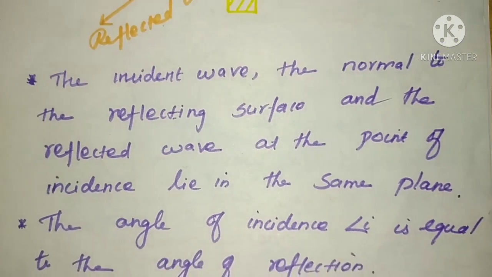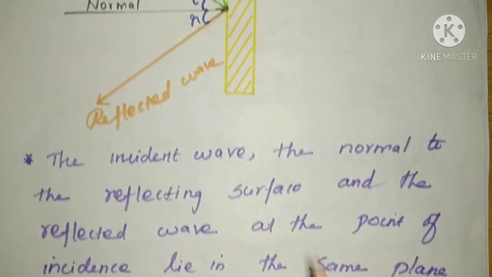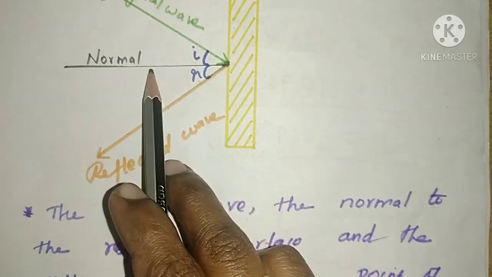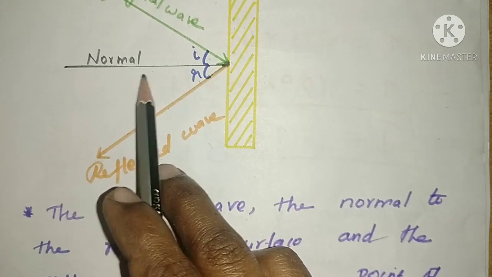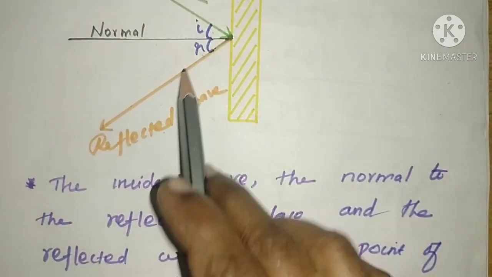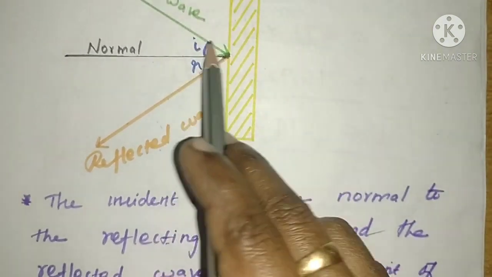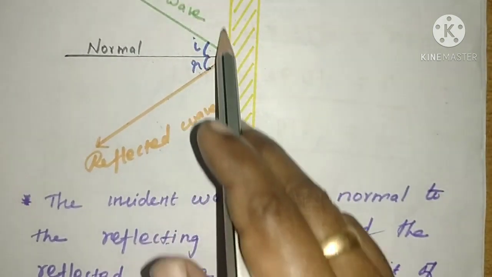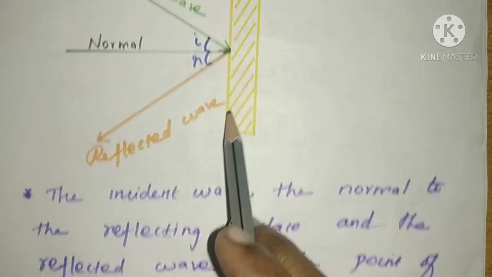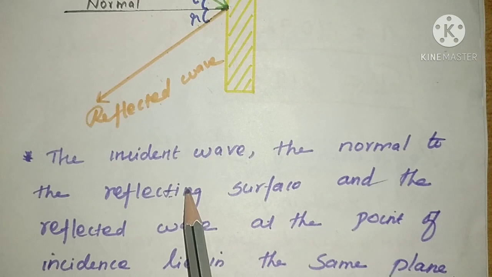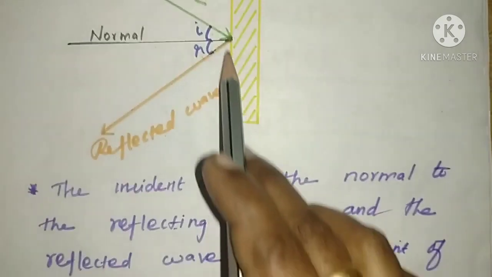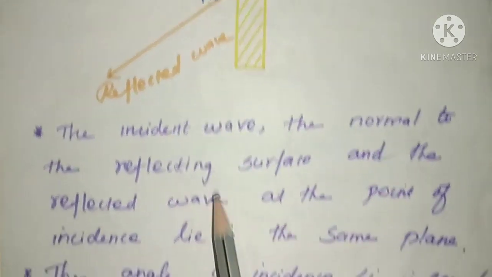What is the first law? It states that the incident wave, this is the incident wave, the normal to the reflecting surface, this is the normal, and this is the reflected wave. These three will lie in the same plane. This is the first law. The incident wave, the normal to the reflecting surface and the reflected wave at the point of incidence all lie in the same plane.